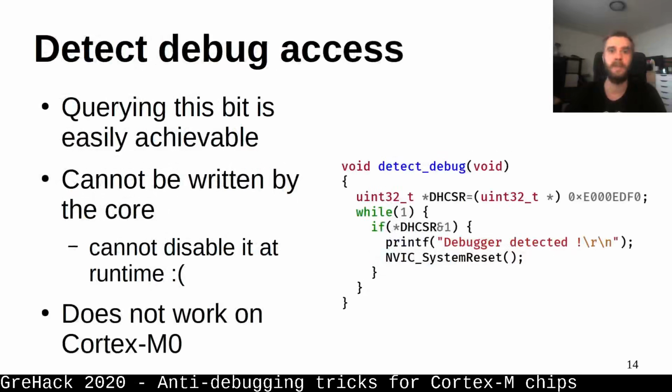So, since this register is the first one to be set when you are starting a debugging session, from within the firmware, you can also read that register and say if the debugger is active or not. Unfortunately, you cannot disable the debug access from the firmware. This is only available from the MEM AP and nowhere else. Also, this doesn't work on Cortex M0 chips, since this register is located somewhere else and the core doesn't have access to it.